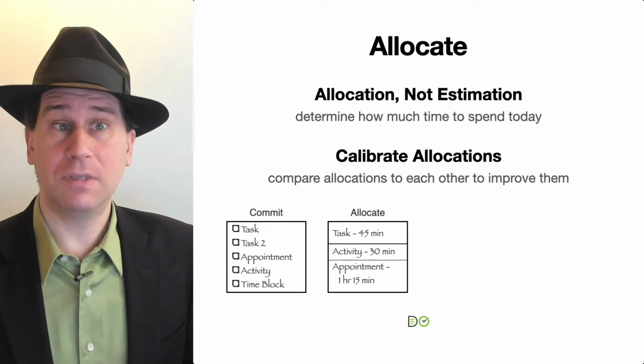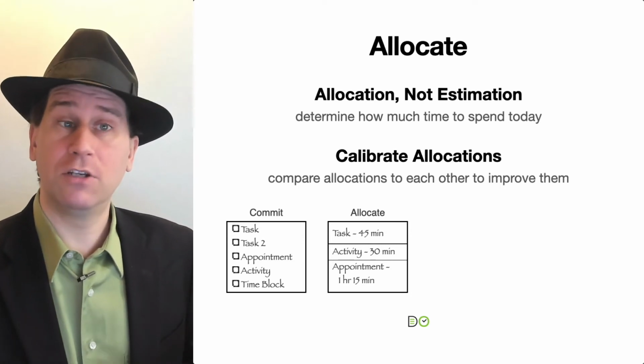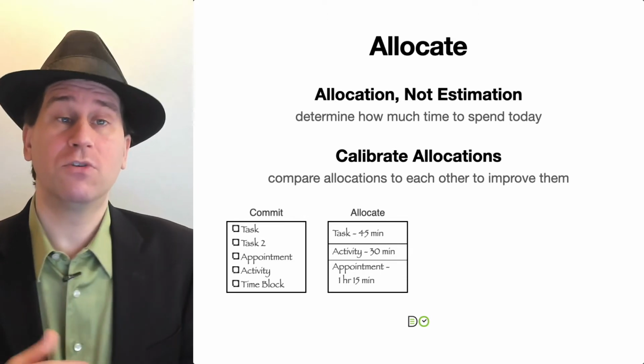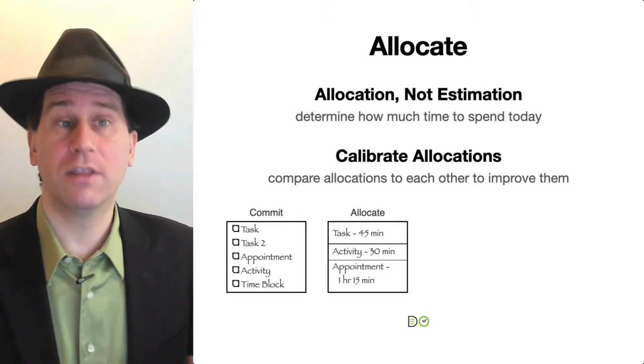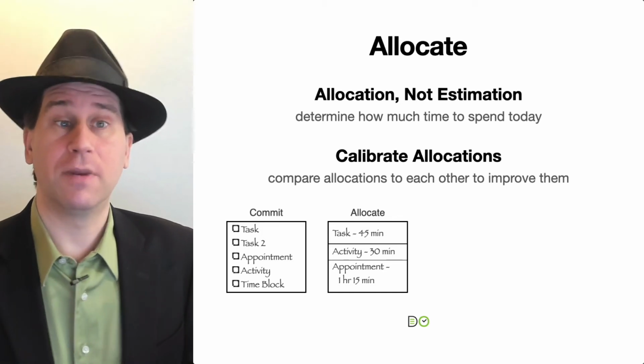Okay, so the next step is to allocate time. What we're going to do is we're going to go through each of those things that we committed to in the previous step, and we're going to assign time to them. We're going to say, okay, this I'm going to spend 15 minutes on, this I'm going to spend an hour on, this I'm going to spend half an hour on.